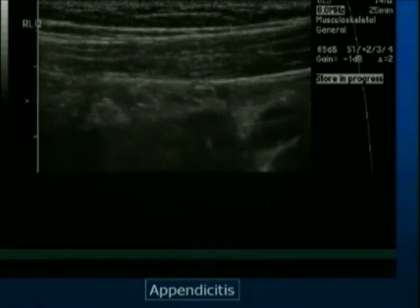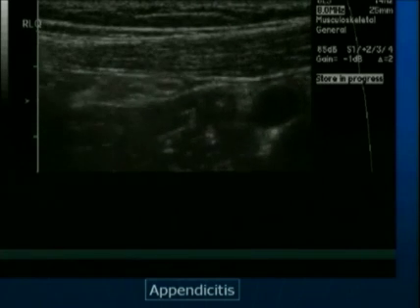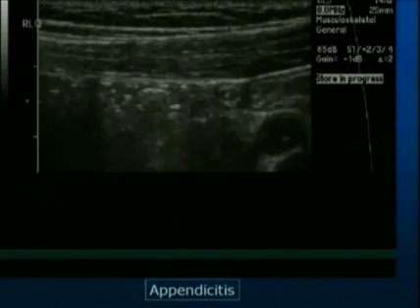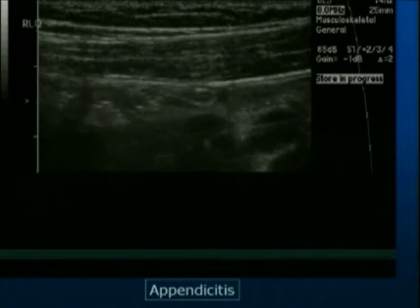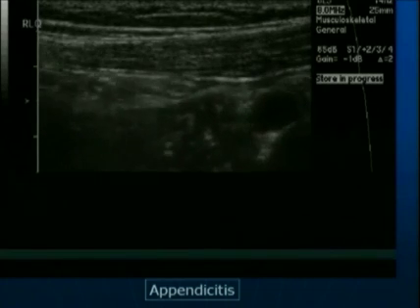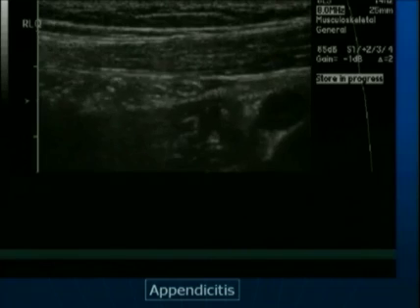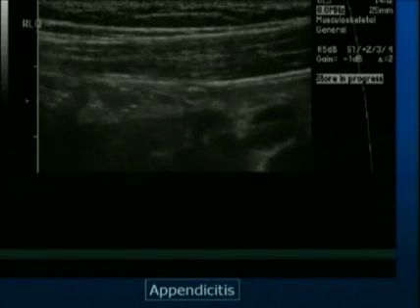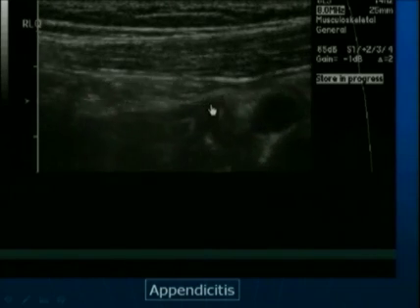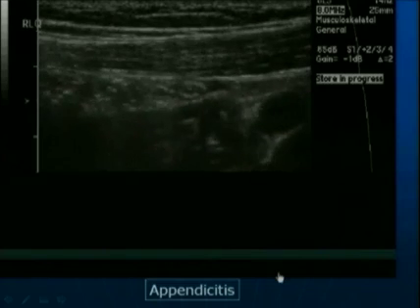Here is another case, and you can see a very small appendix, not that large. We really had problems with this. This is at 6 millimeters, but you note here there's a little free fluid in this case. And then we go ahead, and you can see that, and you see this small amount of free fluid.